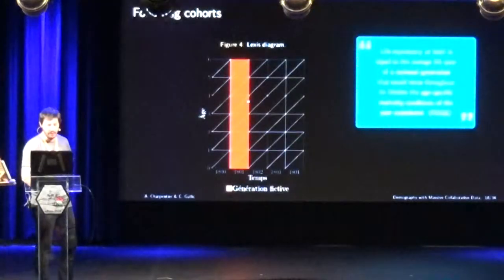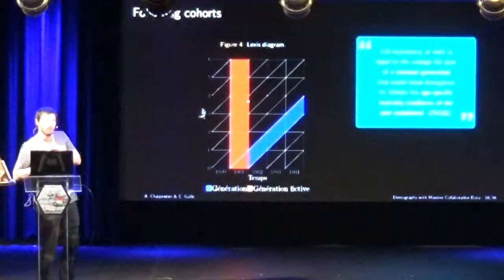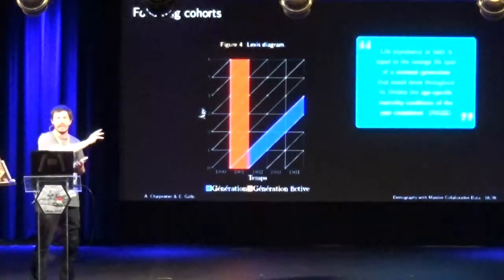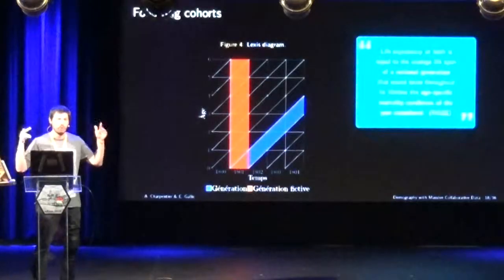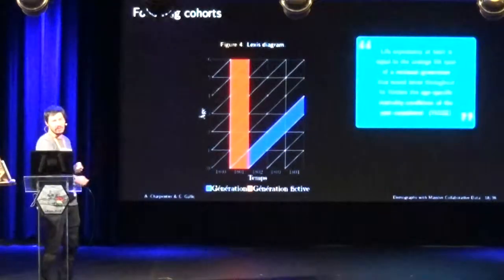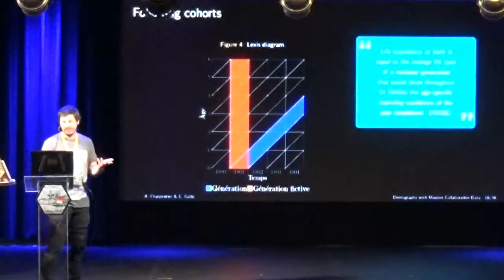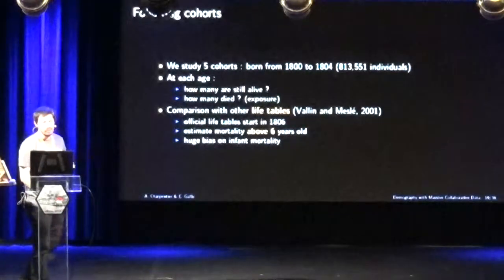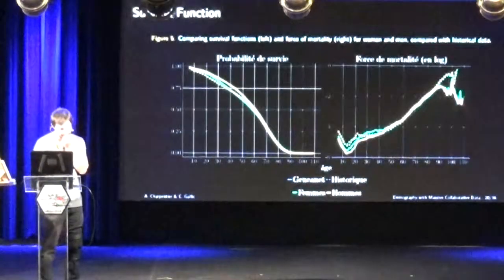If you think in terms of a Lexis diagram, we're going to work through cohorts. The good thing is that in the data set we have that, so we can do that. But the problem is we cannot compare with official life expectancy because usually it's not done on a cohort, it's done vertically. So we have some small issues on that. But we've been able anyway to reproduce more or less what was observed in the data.